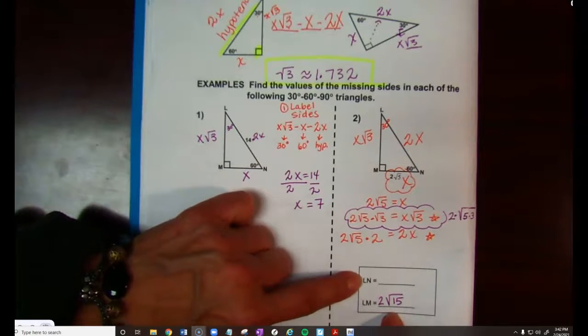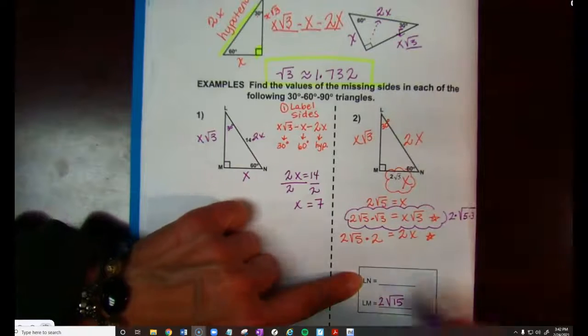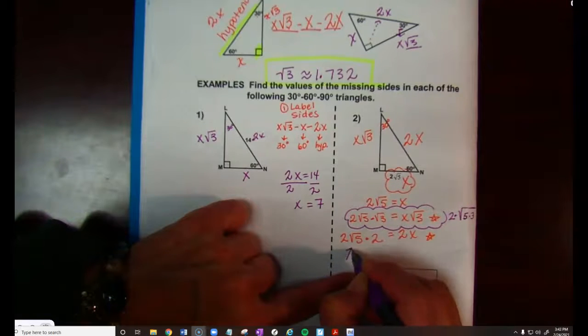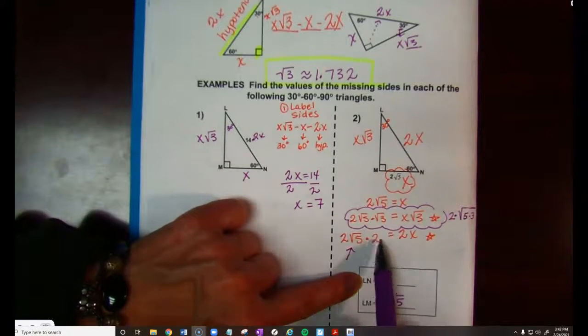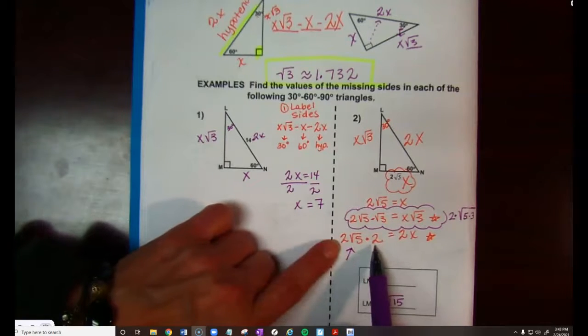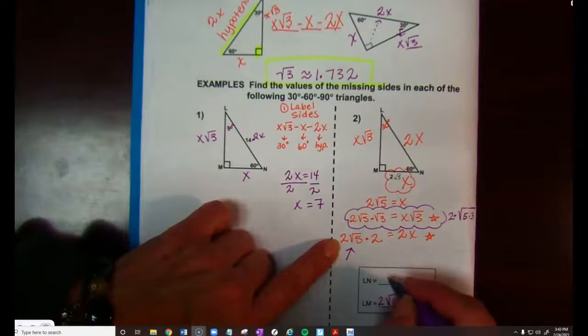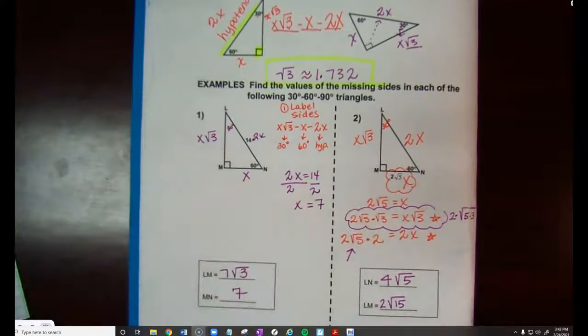Let's talk about LN. LN, remember, is the hypotenuse, and it is going to be my last line of work. Now look, y'all, this 2 is not inside the square root symbol, so that 2 is going to get multiplied by the regular 2 that's not inside the square root symbol. So LN is going to be 4 square root 5.